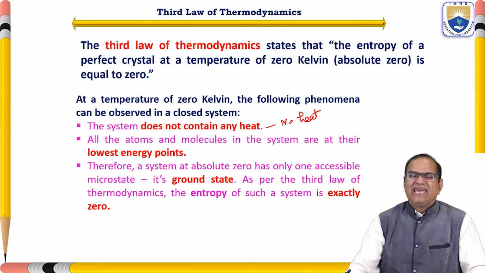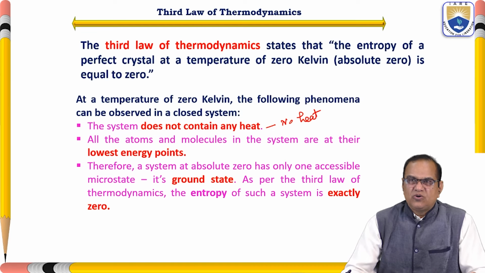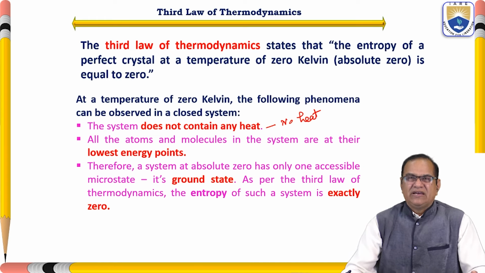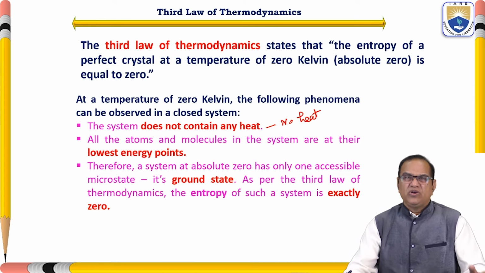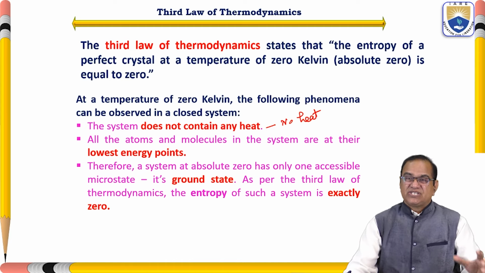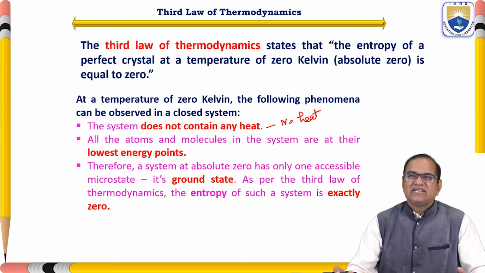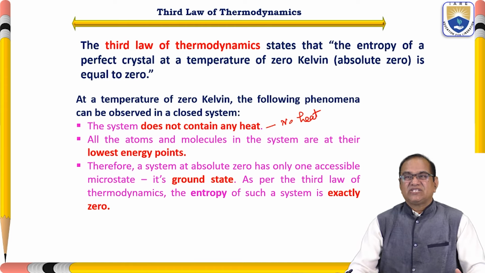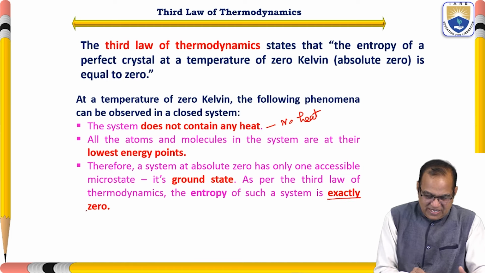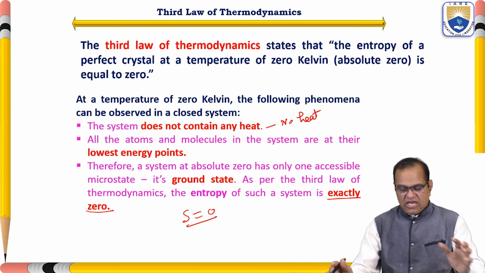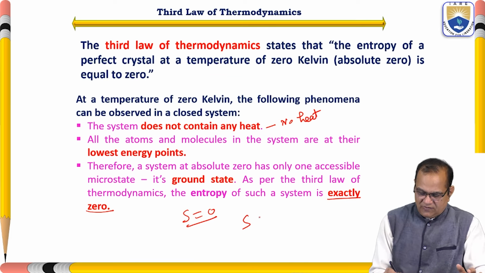Therefore, a system at absolute 0 has only one accessible microstate. It's a ground state. So if a system at absolute 0 has only one accessible microstate, that is its ground state. As per the third law of thermodynamics, the entropy of such a system is exactly 0. So in that condition, the entropy S will be 0. Other than this condition, it will always be greater than 0.